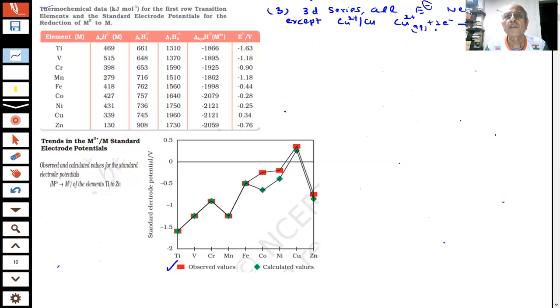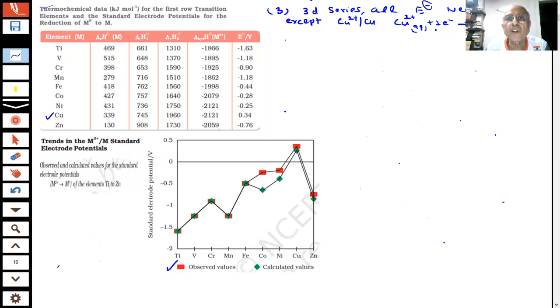The question is asked to students many times. Why? What is the answer, students? I will give only 1 minute. You have the thermochemical data also from the book. We have taken this table just to be sure what we are talking about. Where is copper? This value, this value, this value. For copper, delta H sublimation and delta H ionization are very high, and delta H hydration is not very high.